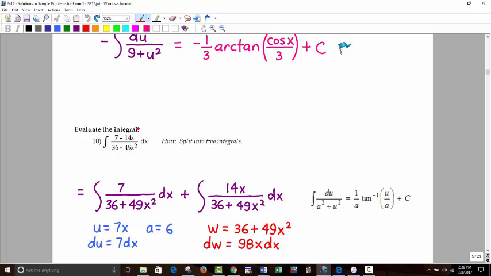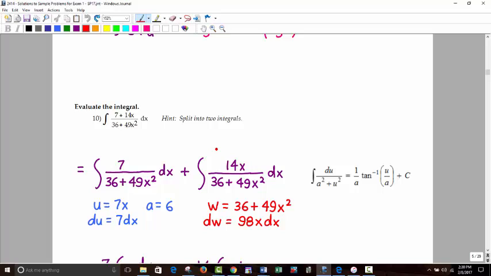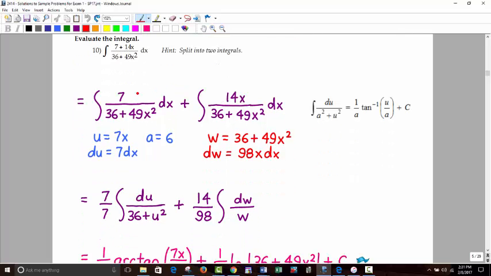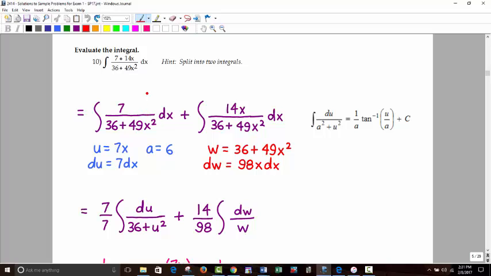Now, you split it in 2, just work with them individually. Then they become 2 separate problems. So the first one, with a 7 on top, it's going to fall right into arctan form, because you're going to let u be 7x, and then du actually just matches perfectly the 7 on top.